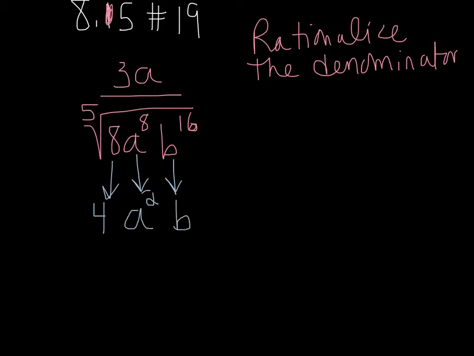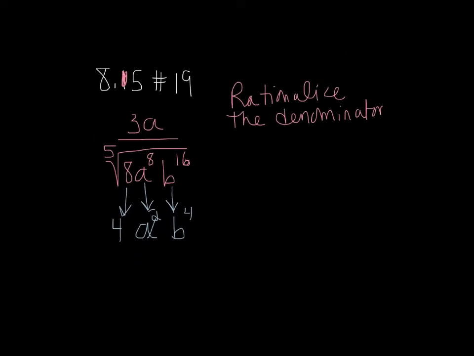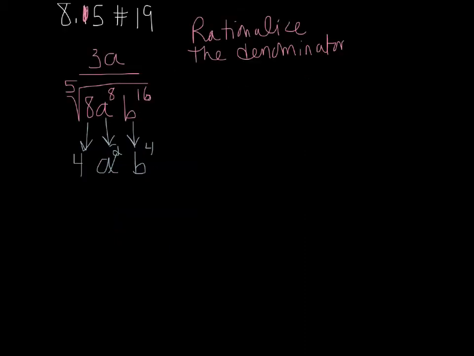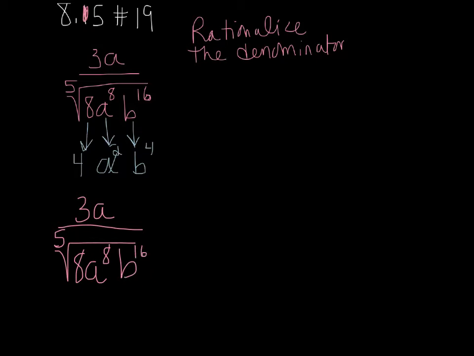Similarly with b to the 16th, if I multiply by b to the 4th power, I'll get b to the 20th, which is also a factor of 5. Alright, so we're going to take the problem and multiply by what we just had there. So we want to multiply by the fifth root of all that because that's the only way we can actually multiply those together.